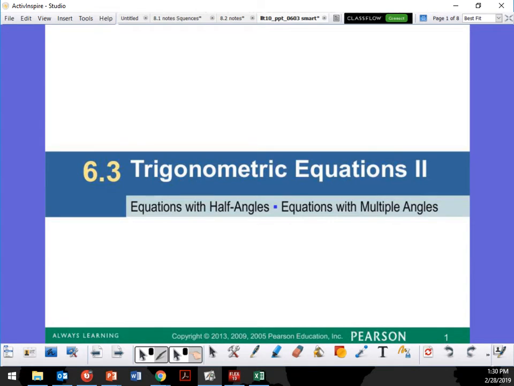Alrighty, 6.3, trigonometric equations 2. If you paid attention to this last one, then you should be amazing on this one.